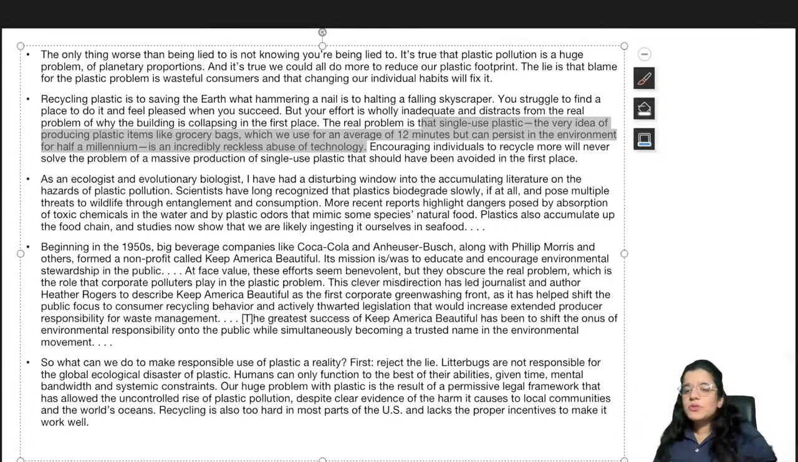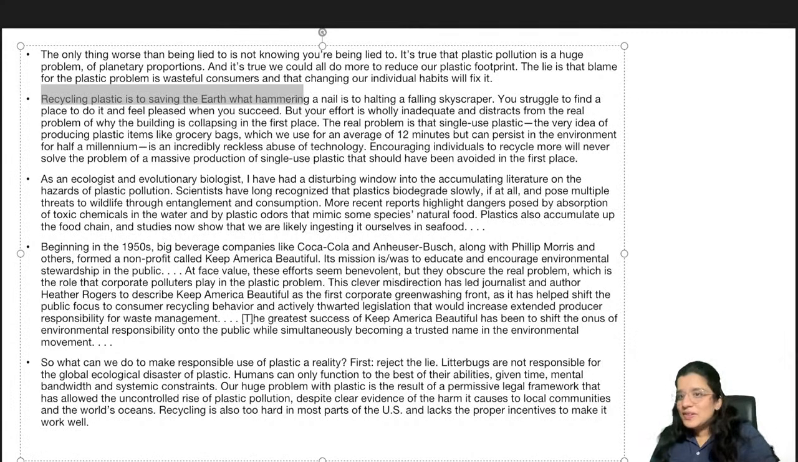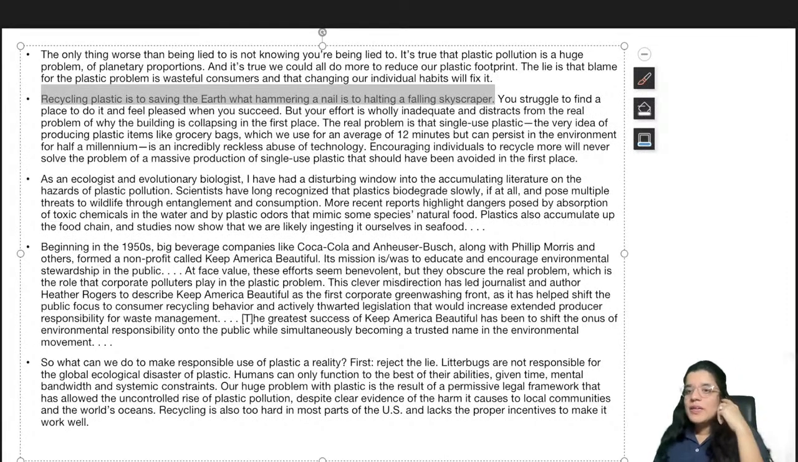So, why did the author use such a phrase? To just make you guys understand that what we are doing is we are looking at the problem in a superficial way. We need to solve the real root cause of the problem. राइट, इसीलिए ऑथर बोल रहा है दैट रिसाइकलिंग प्लास्टिक इज टू सेविंग द अर्थ व्हाट हैमरिंग अ नेल इज टू फॉलिंग अ स्काई स्क्रेपर. अगर आप प्लास्टिक प्रॉब्लम के लिए एक ऐसा सोल्यूशन देते हो दैट वी नीड टू रिसाइकल द प्लास्टिक, तो ये तो वही बात हुई ना दैट इफ अ स्काई स्क्रेपर इज फॉलिंग देन व्हाट यू आर डूइंग इज यू आर हैमरिंग अ नेल टू स्टॉप अ फॉलिंग स्काई स्क्रेपर, टू हॉल्ट अ फॉलिंग स्काई स्क्रेपर. लेकिन आपको ये समझना है कि वो जो स्काई स्क्रेपर है वो गिर ही क्यों रहा है.